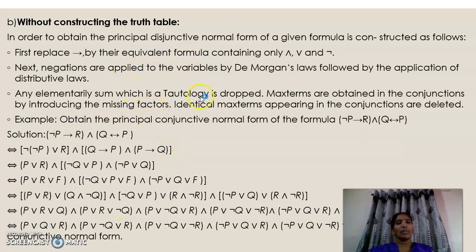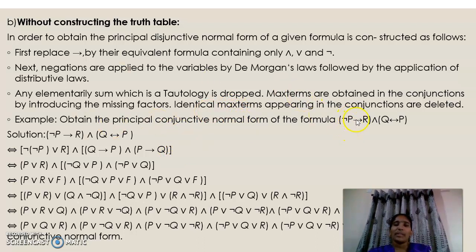Next example problem, without constructing the truth table. The first three steps are the same as in the CNF. After that, any elementary sum that is a tautology is dropped, and max terms are obtained in the conjunction by introducing the missing factors. Is there any missing factor? You have to introduce it by using the conjunctions. Next, identify the max terms. Any identical max terms will be deleted.